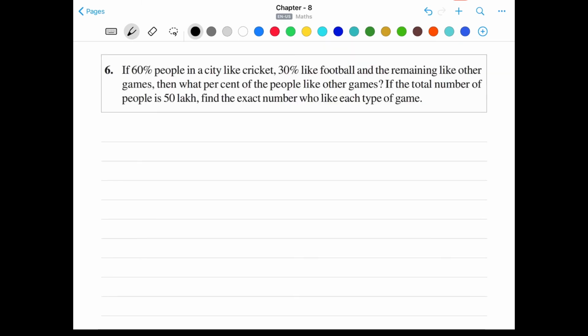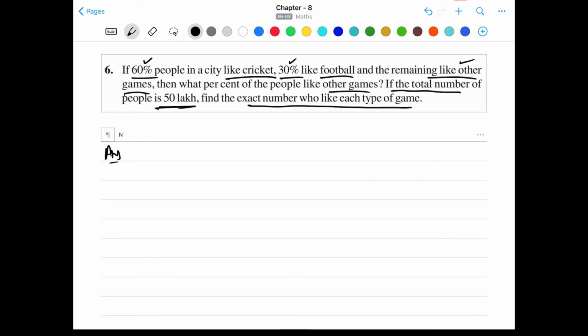Now let's come to question number 6, which is the last question of this exercise. It says if 60% of people in a city like cricket, 30% people like football, and the remaining like other games. Always the total percentage for any quantity is 100. Out of those 100% people, 60% like cricket, 30% like football, and the remaining, which is 10%, like other games. Then what percentage of people like other games? And you have to calculate, if the total number of people in the city is 50 lakh, find the exact number who like each type of game. This is again a very simple question.